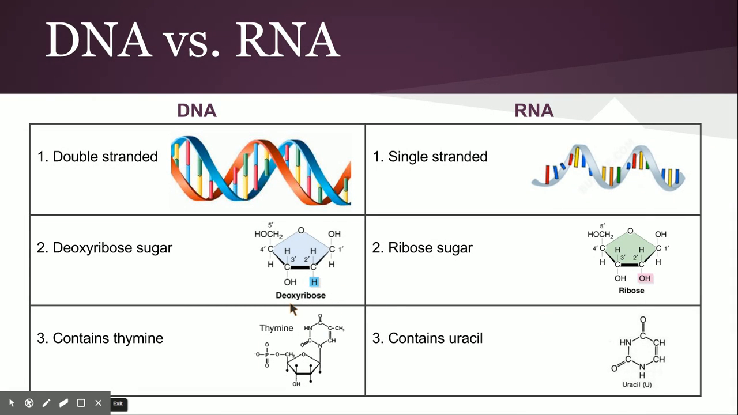Now you'll notice the highlighted difference right here, which should be a reminder for us. The reason it's called deoxyribose is because you notice in the blue circle, you're missing an oxygen. Whereas on the ribose sugar, you have that oxygen right there on your 2' or your second carbon. 2' carbon over here, missing an oxygen.